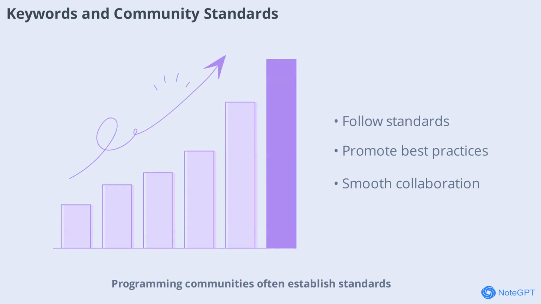Programming communities often establish standards for how keywords should be used. Following these standards helps ensure that your code is accepted and understood by others. Community guidelines promote best practices and make collaboration smoother.